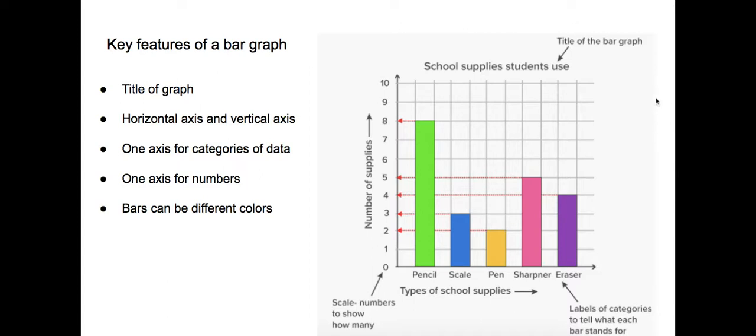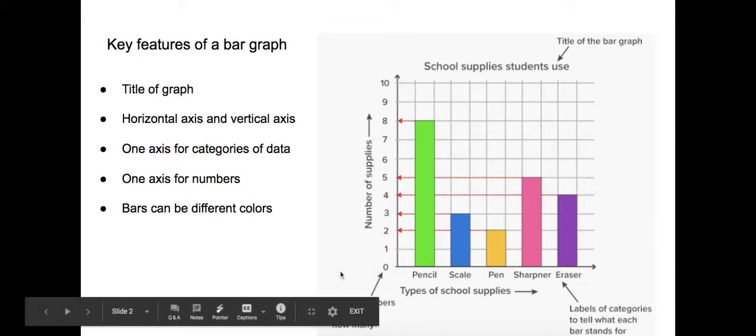And the first one here at the very top is where you would write the title of the graph. So this one is about school supplies that students use in some class. And then notice you've got a horizontal axis here and a vertical axis here. And you use one axis for categories of data. So here we have categories of school supplies on the horizontal axis: pencil, they say scale, they mean ruler, pen, sharpener, and eraser. And then the other axis is for numbers.